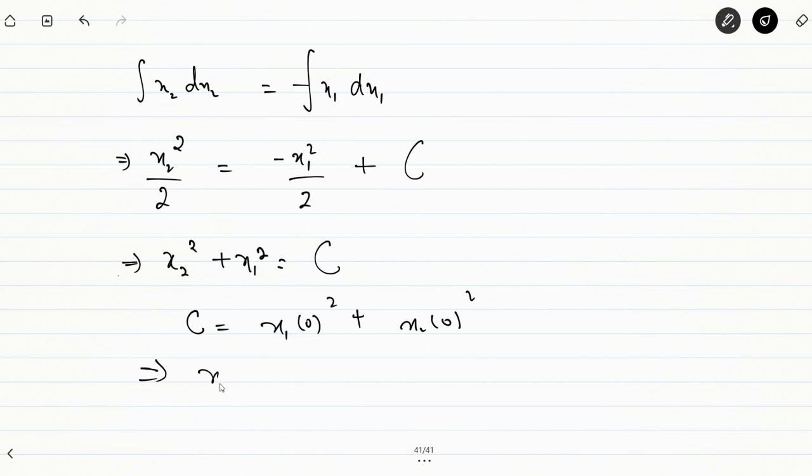Which implies x2 square plus x1 square is basically dependent upon the matrix x naught square. You can see x2 square plus x1 square is equal to x naught square. So you are still getting an equation of a circle. You can now plot x1 versus x2. You will see basically x1 versus x2 will be an equation of a circle.